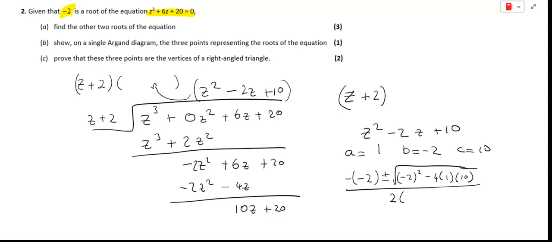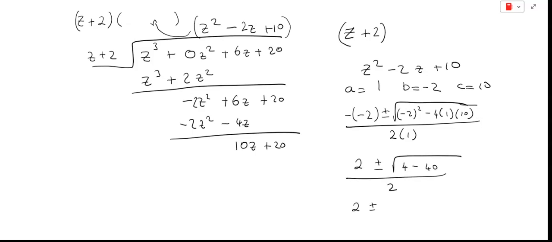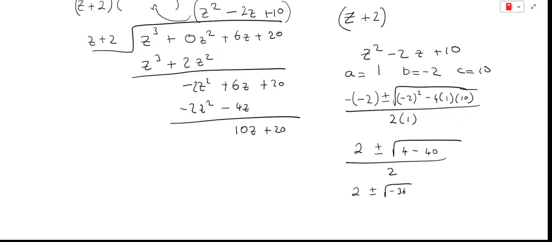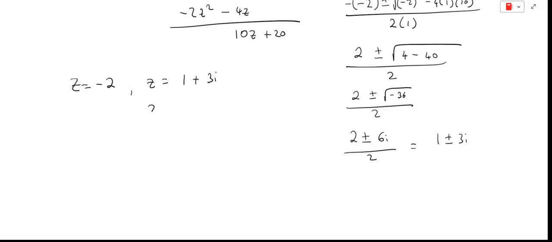all over 2a. That gives us 2 plus or minus the square root of 4 minus 40, over 2. 2 plus or minus the square root of minus 36, over 2, which is 2 plus or minus 6i over 2, which simplifies to 1 plus or minus 3i. And so our roots, we knew that z was equal to minus 2, and then we've got z is equal to 1 plus 3i, and z is equal to 1 minus 3i.